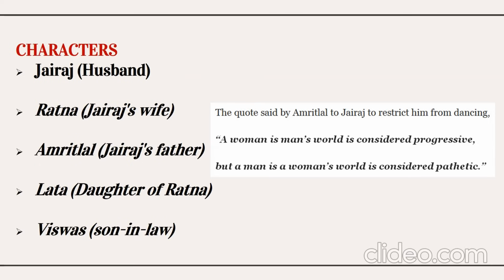Amritlal would never accept his son becoming a dancer. Ratna misguided him. Jairaj was blamed for not being man enough to earn and support his family. So all these things led to the circumstances that show how gender stereotypes work in Indian society. So that is the brief story of the play Dance Like a Man by Mahesh Dattani.